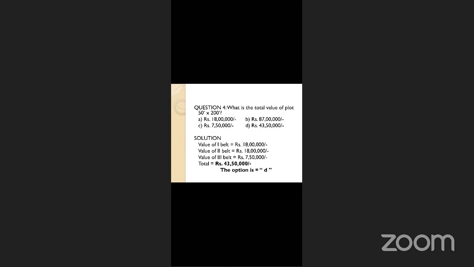Then the fourth question in the case study: what is the total value of the plot? Okay, add all of them together. We found the first belt, second belt, third belt. You add it all, you will get 43.5 lakh rupees. Okay, this is very simple. If this question comes, you can solve a similar question. As I already told you, in Bombay I had this same question, more or less.